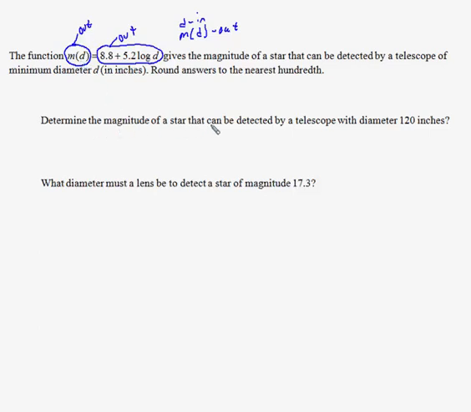Determine the size or the magnitude of a star that can be detected with a telescope with diameter 120 inches. So we're saying that the diameter is 120 inches. We're simply saying plug in d equals 120. So that would look like this. If I replace d with 120, then you would have to write the equation out, and wherever you saw a letter d, you would have to put in 120. So this is the log of 120. We're plugging in 120 into the log function, and the fact that there's no base there means that we are to use the common log of 10 on our calculator and round our answer to the nearest hundredth.